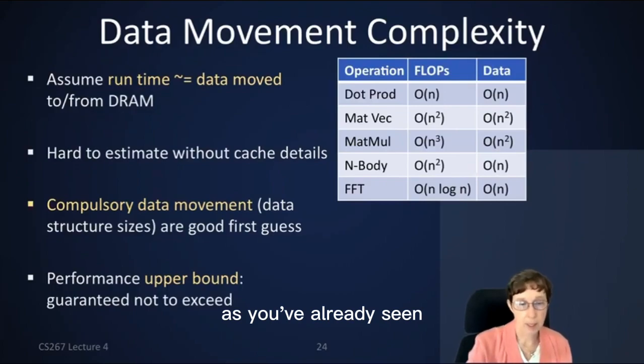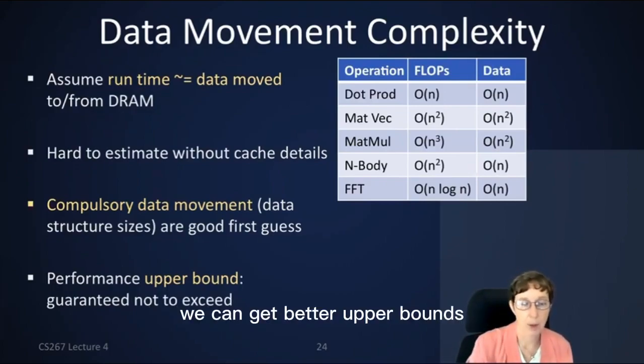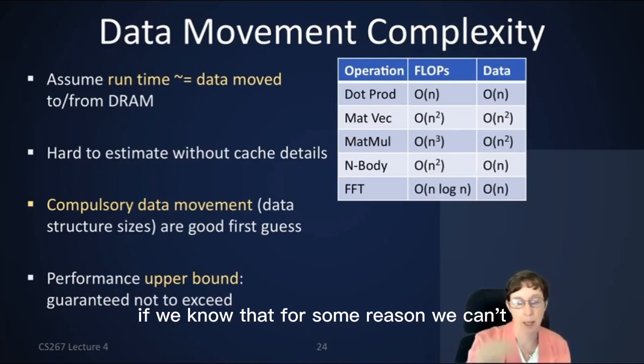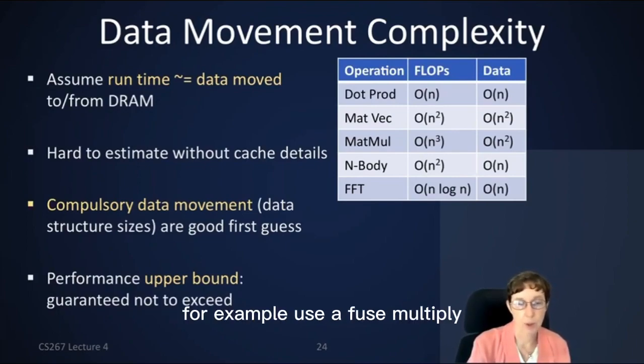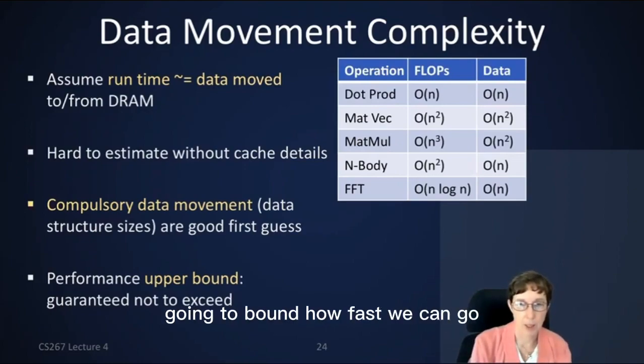As you've already seen, by having multiple flat parts of the roof, we can get better upper bounds if we know that for some reason we can't, for example, use a fused multiply add instruction or a SIMD instruction. But in general, the roofline model is going to bound how fast we can go.